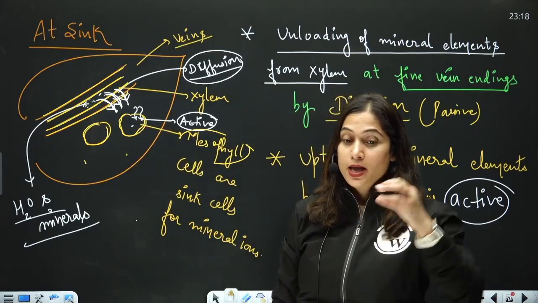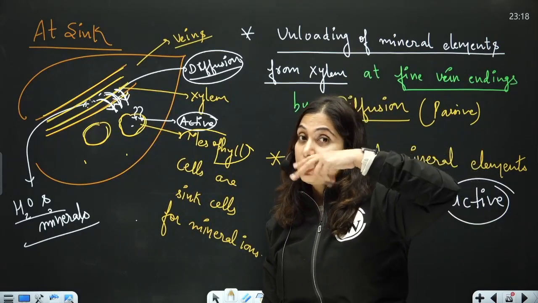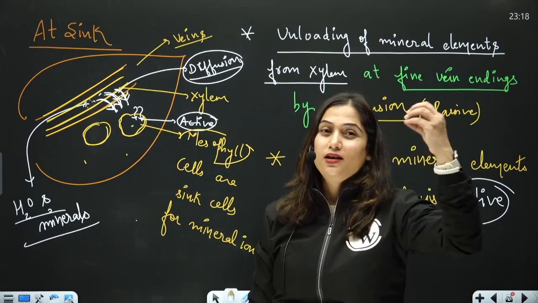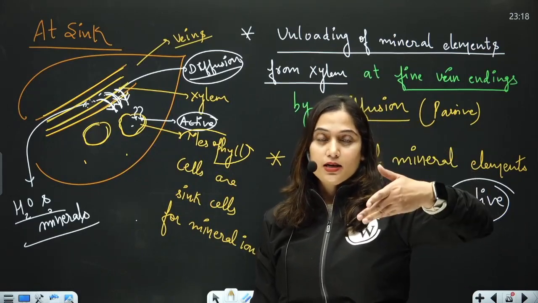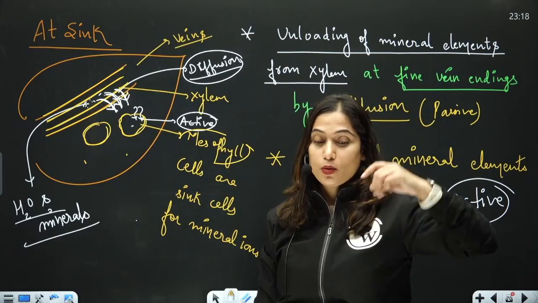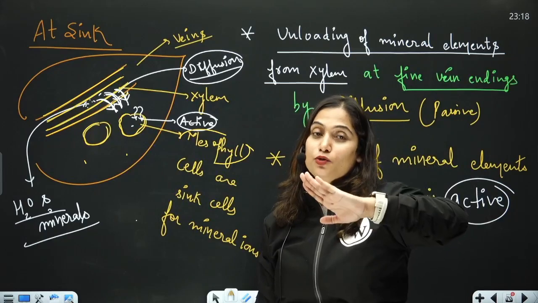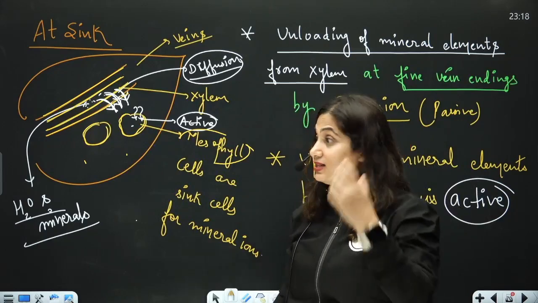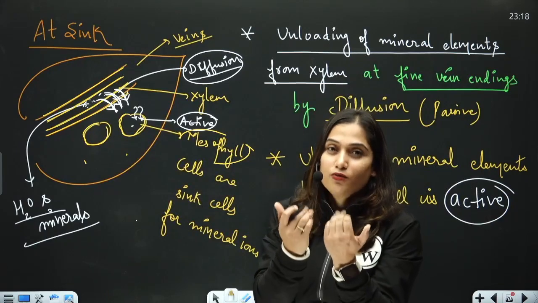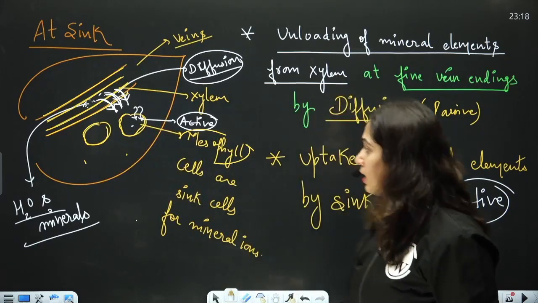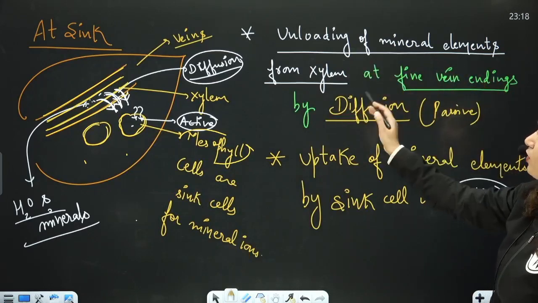So remember, when the mineral ions come out of the xylem, because xylem is a dead tube, and dead things do not restrict the entry and exit. So xylem is a dead tube. The mineral ions will go out of the dead tube by diffusion. But when these sink cells, the living mesophyll cells, take the mineral ions, that would be an active process. Okay, so unloading of mineral elements from xylem.